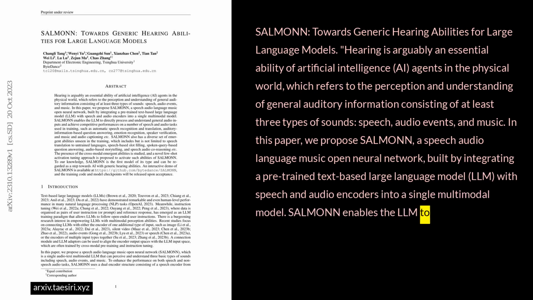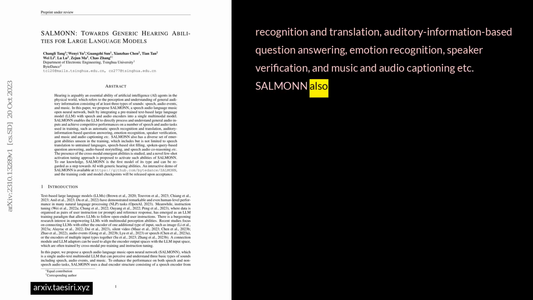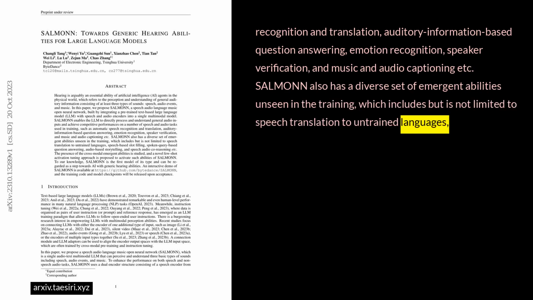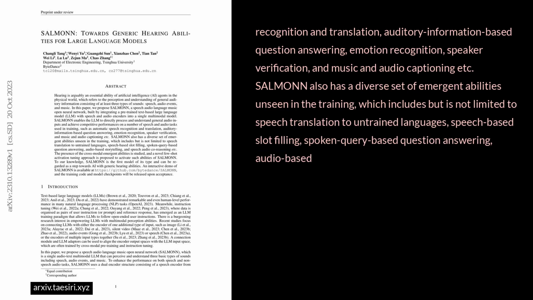SALMONN enables the LLM to directly process and understand general audio inputs and achieve competitive performances on a number of speech and audio tasks used in training, such as automatic speech recognition and translation, auditory information-based question answering, emotion recognition, speaker verification, and music and audio captioning, etc. SALMONN also has a diverse set of emergent abilities unseen in the training, which includes but is not limited to speech translation to untrained languages, speech-based slot filling, spoken query-based question answering, audio-based storytelling, and speech-audio co-reasoning, etc.